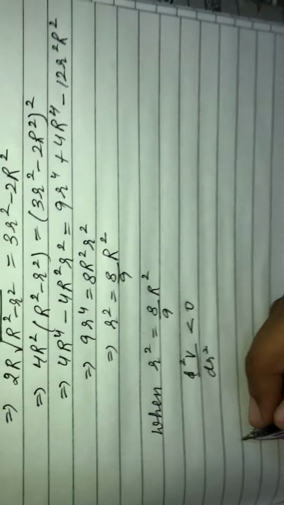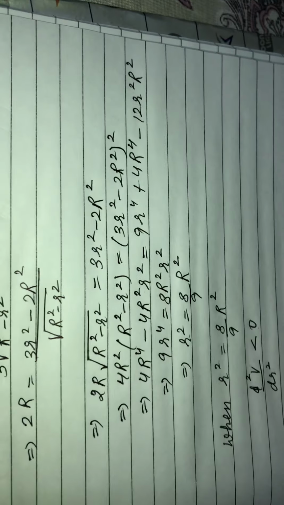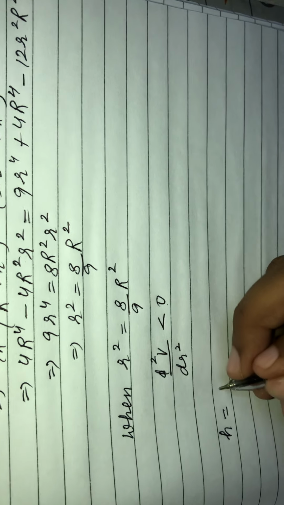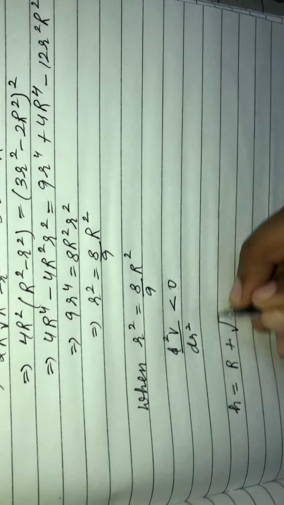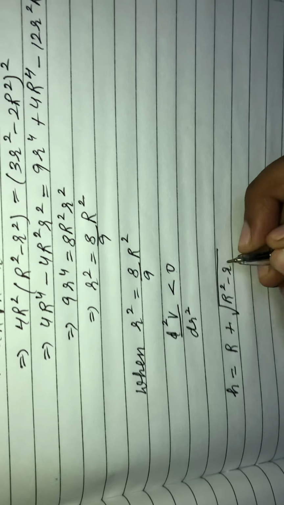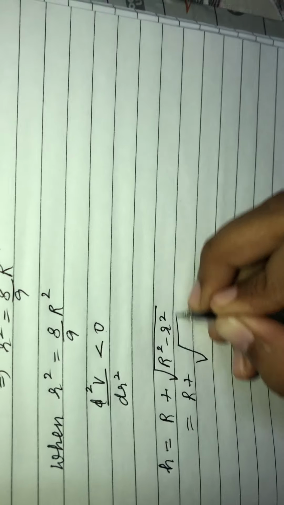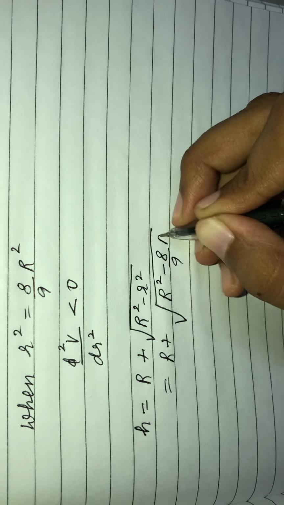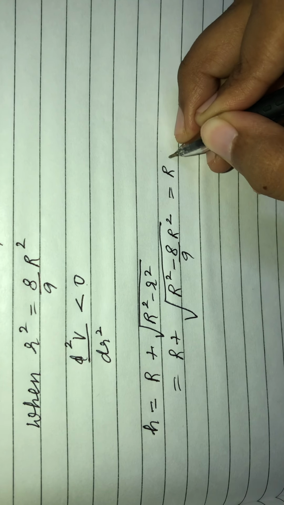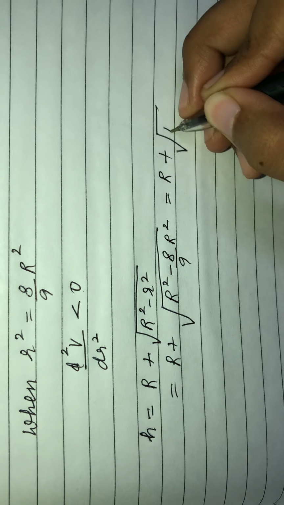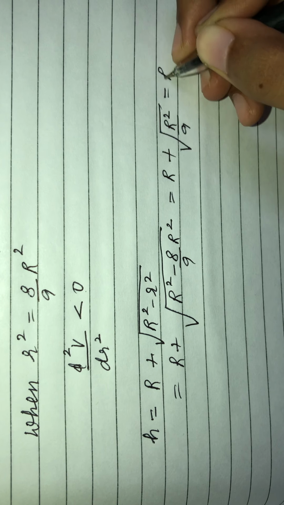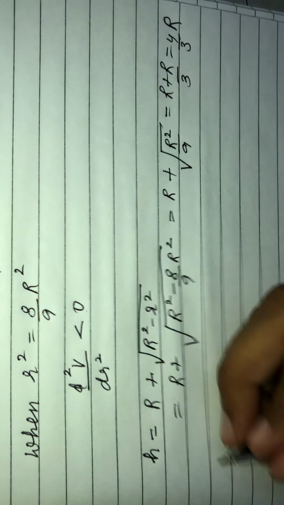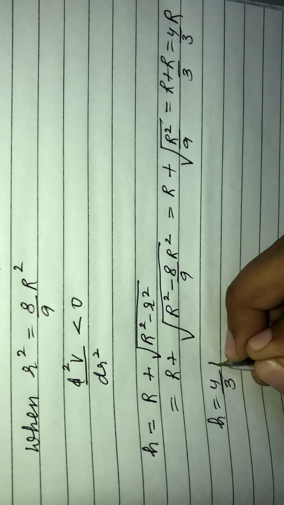Now let's suppose we talk about the value of h if r² is this. h is R plus the square root of R² minus r². So R plus the square root of R² minus 8 by 9 R². So what am I getting? R plus R by 3, I am getting 4 by 3 R. So the value of h is 4 by 3 R.